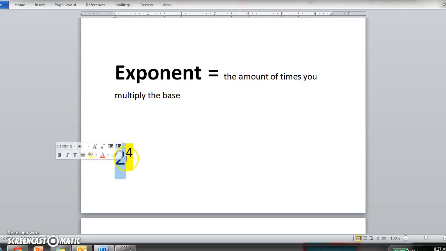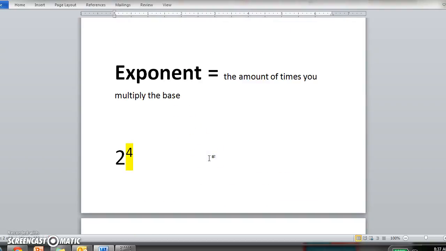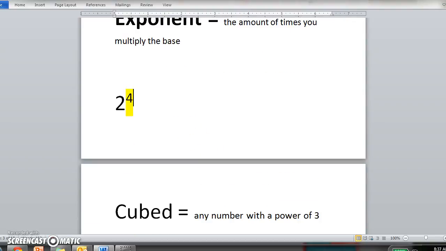So 2 is multiplied 4 times by itself. So the exponent is counting these numbers here. 2 times 2 times 2 times 2. So the exponent is counting how many times the 2 is multiplied. 1, 2, 3, 4. That's what the exponent is. It's showing that the 2 is being multiplied 4 times.